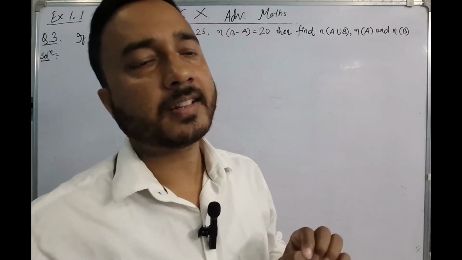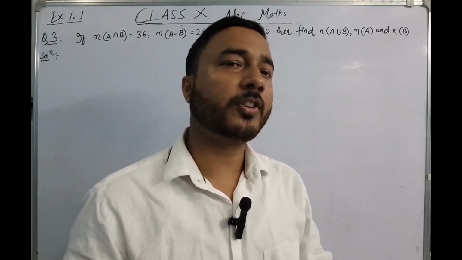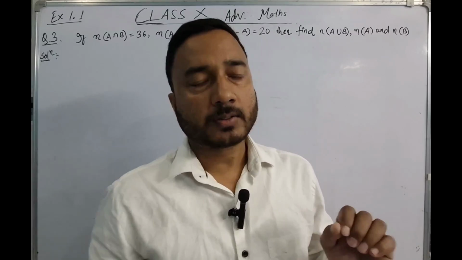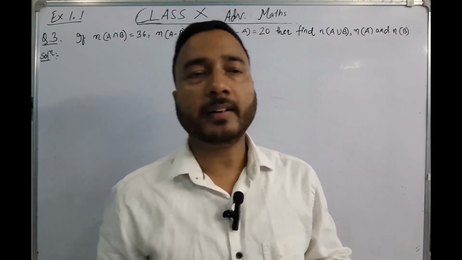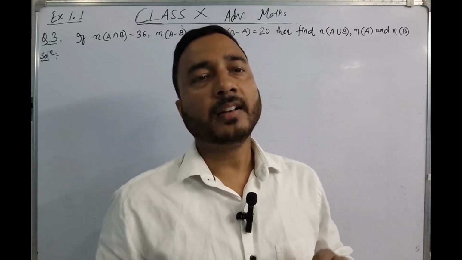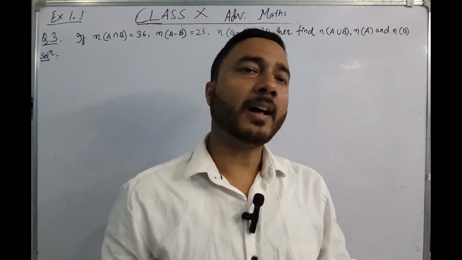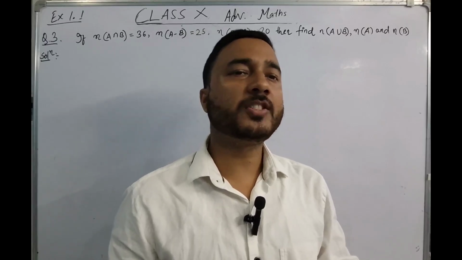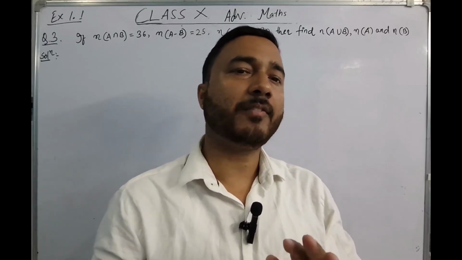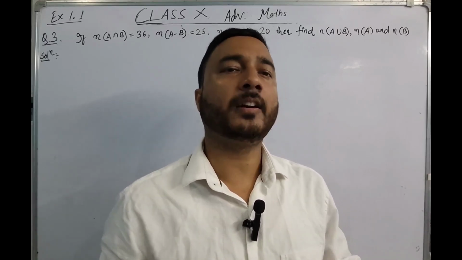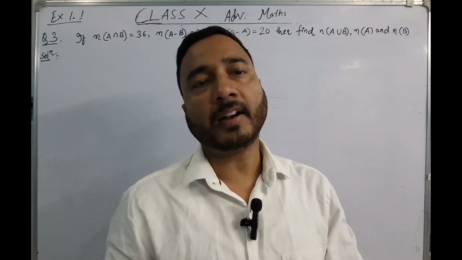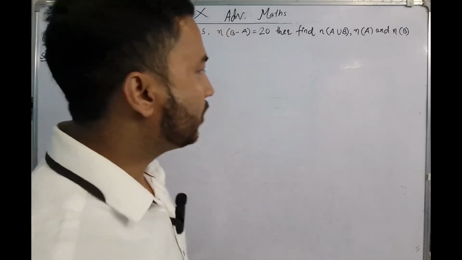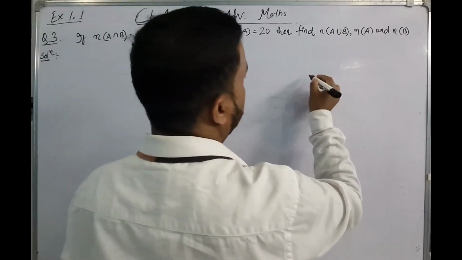If two sets have no common element, then A intersection B will be a null or void set. In that case, the two sets are said to be disjoint sets. Disjoint sets means the sets have no common element; they will be separated. But if they have at least one common element, then they will be overlapping each other. So what will the Venn diagram be? The Venn diagram will be like this.